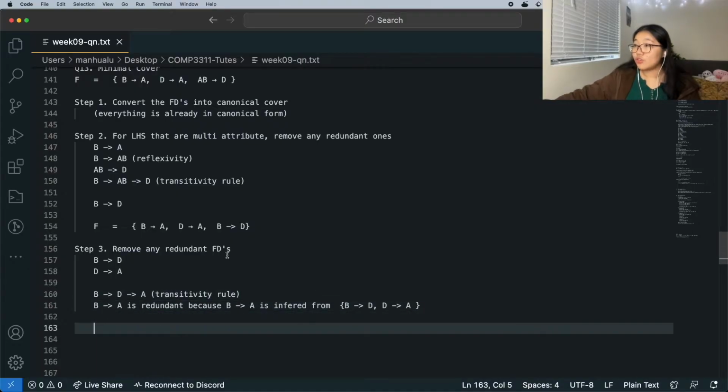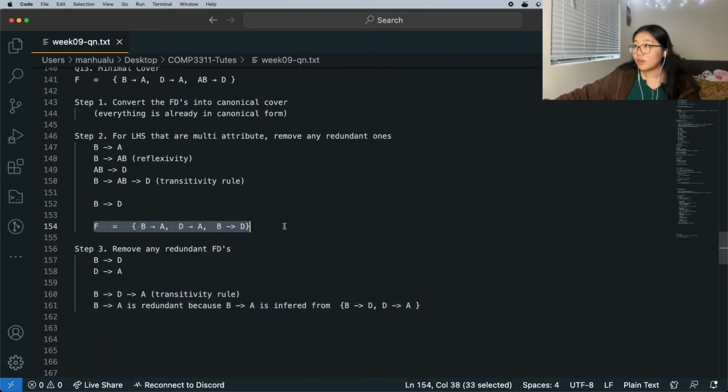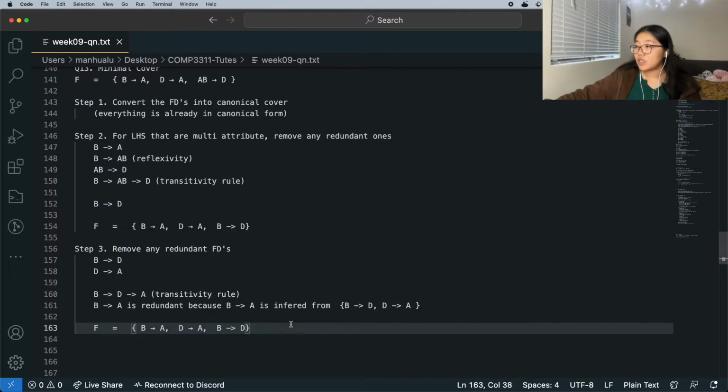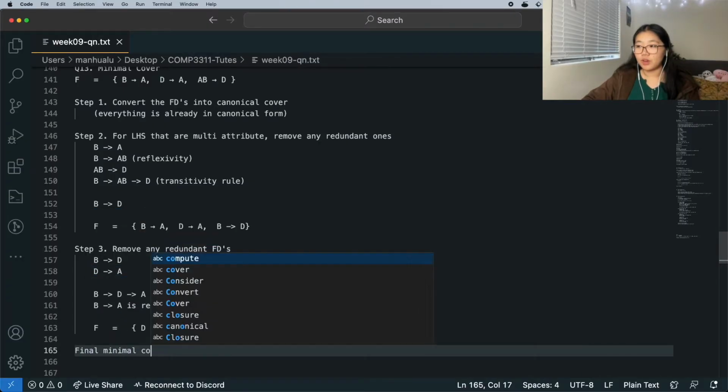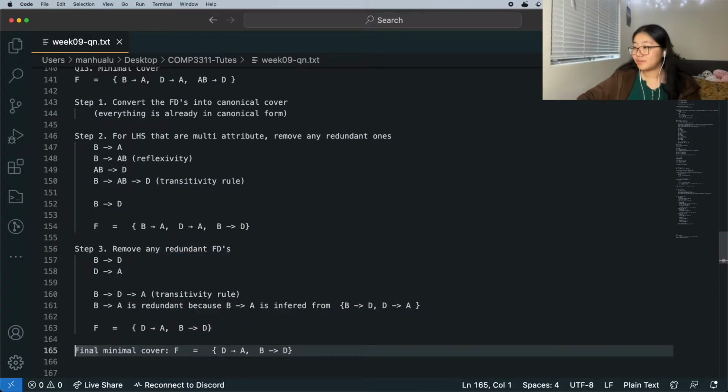So therefore, your final minimal cover is going to be all this except for your B gives us A, and you're left with D gives you A, B gives you D. So that's your final answer, right? That is your final answer. Final minimal cover is this.